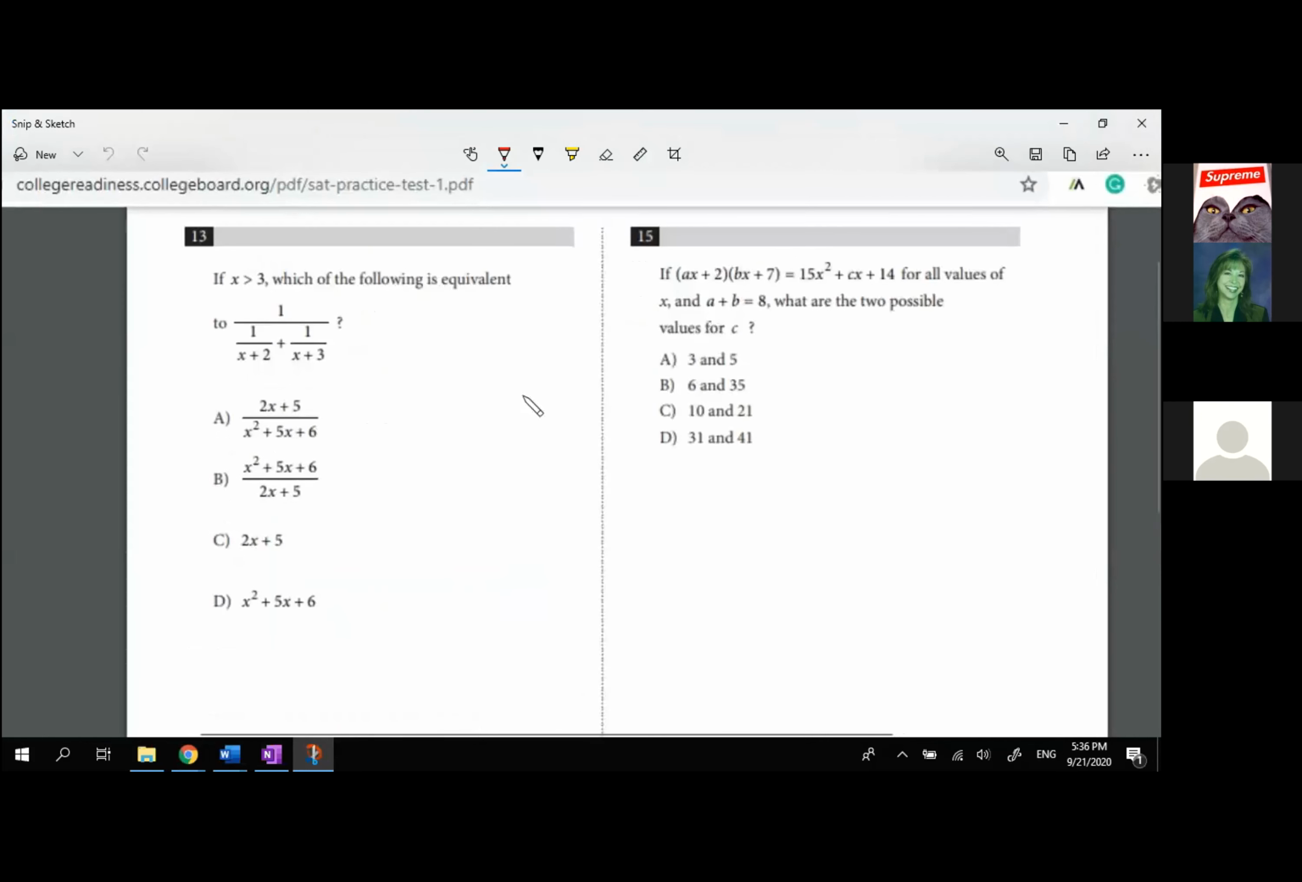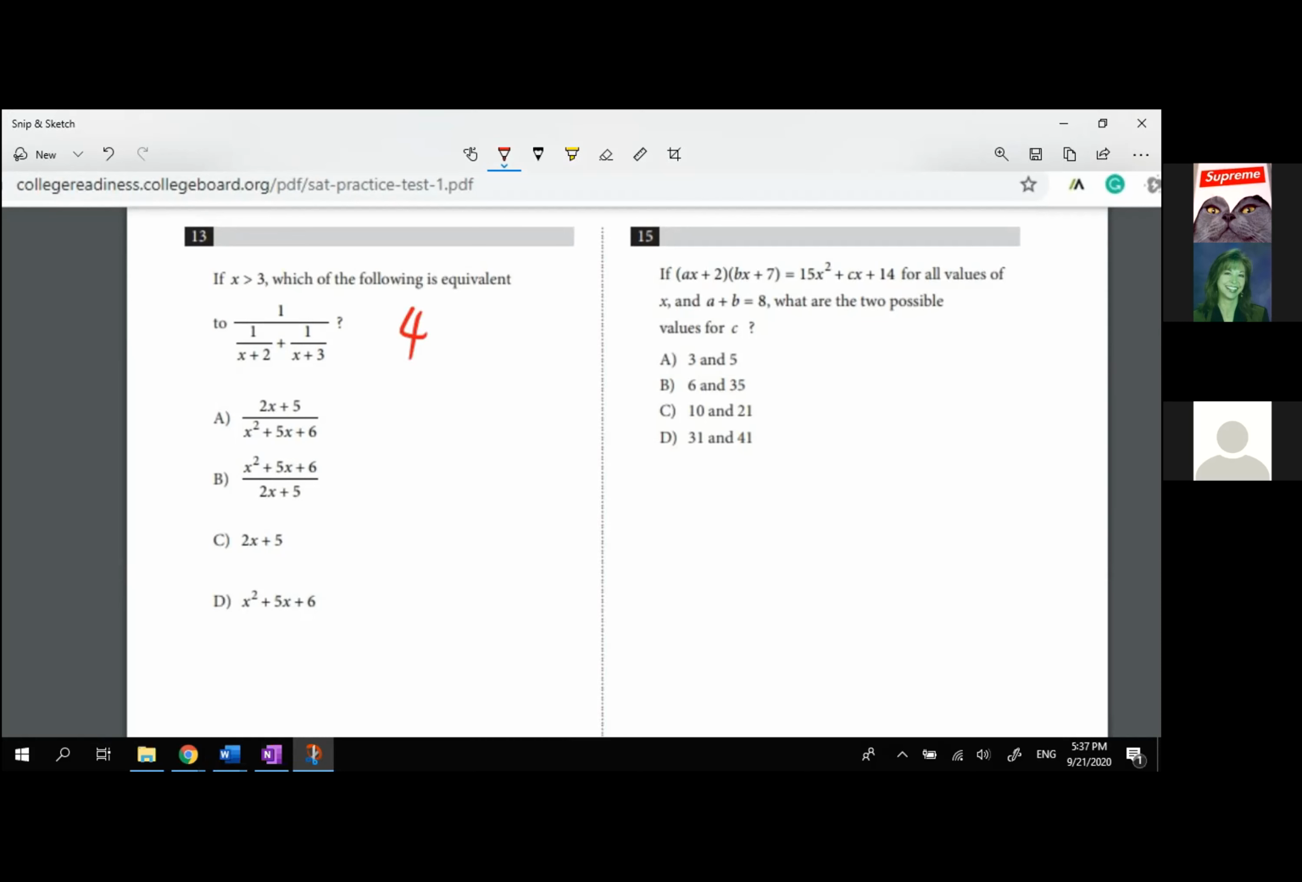So 13. Alrighty, so we've got the question asking if x is greater than 3, which of the following is equivalent to 1 over 1 over x plus 2 plus 1 over x plus 3. So what we can do here, because we have the information that x is greater than 3 and not greater than or equal to 3, we can choose any value above 3 to substitute in and mess around with. So I chose 4, because it's the easier number. I could have chosen like 1020 or whatever, but wanted to keep the numbers real low and easy to manipulate.